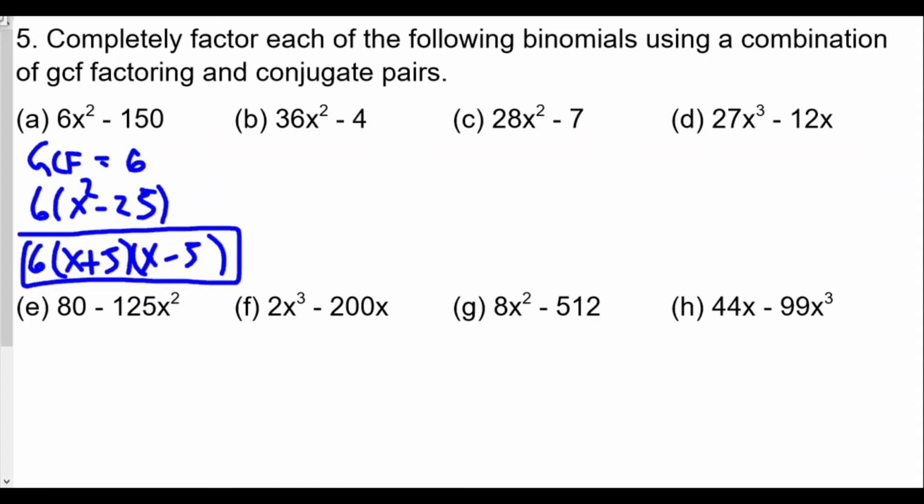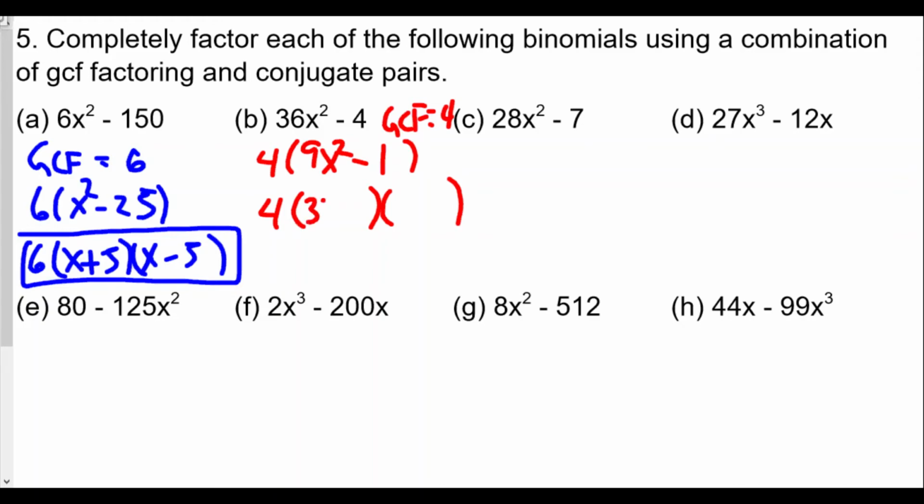For the second one, we see our GCF is equal to 4. So we factor out a 4. 36x squared divided by 4 is 9x squared. And 4 divided by 4 is 1. But we can rewrite this again as a conjugate pair. Square root of 9x squared is, well, square root of 9 is 3, and square root of x squared is x, so it's 3x in the front. Square root of 1 is 1, 1 in the back, plus and minus.